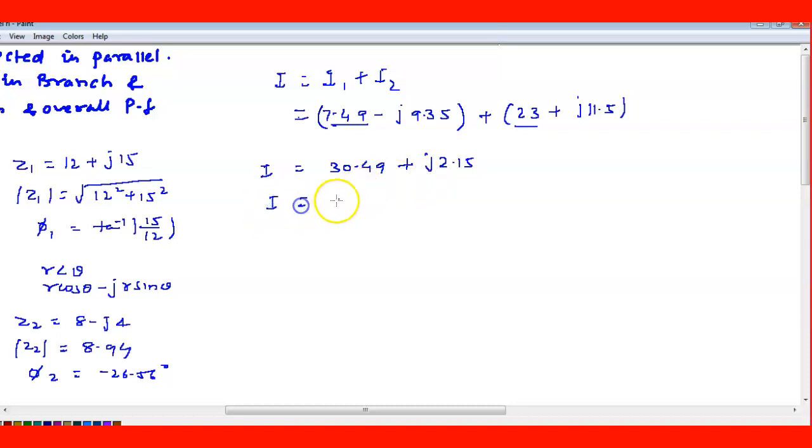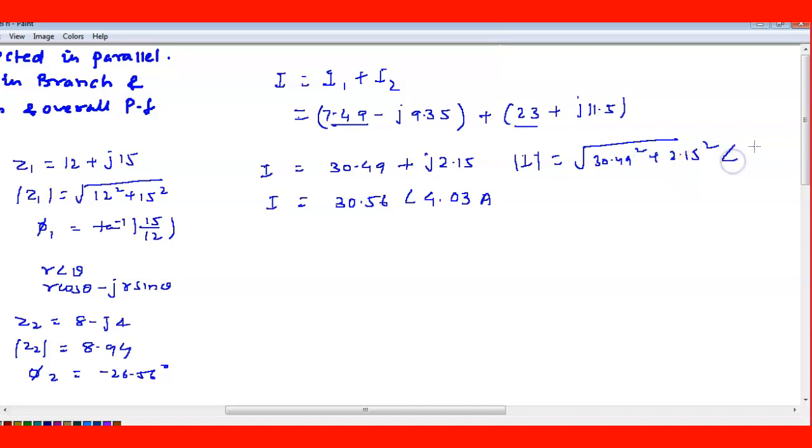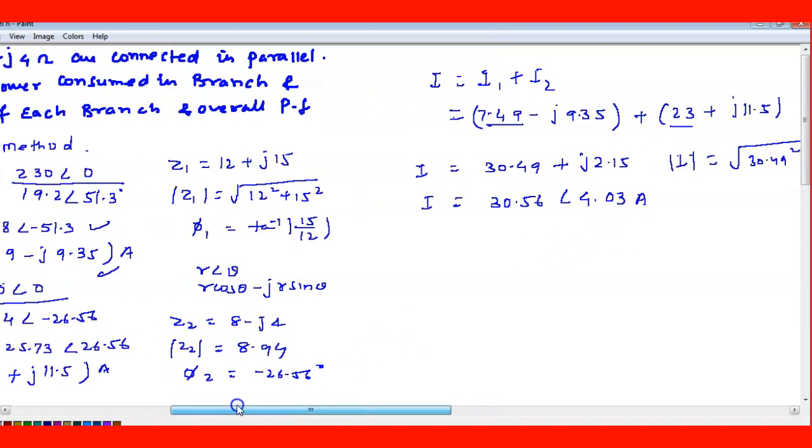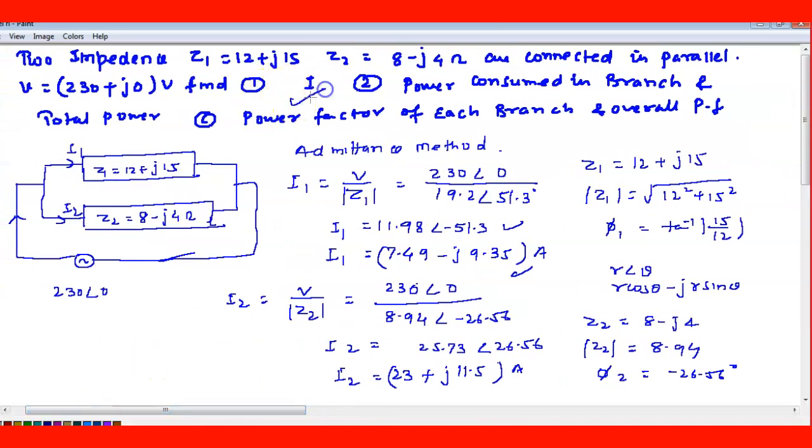So I in terms of r and theta: the magnitude is the square root of this squared plus this squared, which is 30.56, and the angle is 4.03. If you don't know how to find it, the magnitude of I is the square root of 30.49 squared plus 2.15 squared, and the angle is tan inverse of 2.15 divided by 30.49. So we got the total current I.